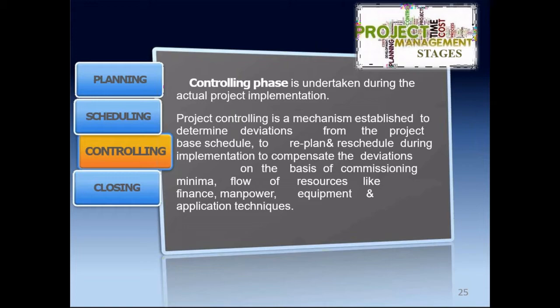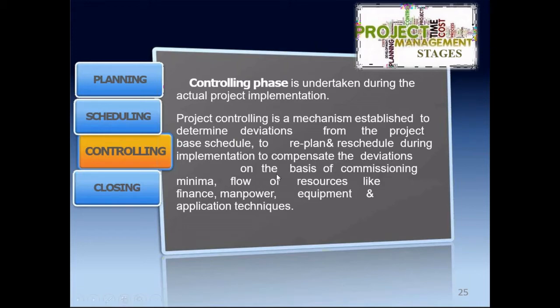What is the meaning of controlling? Project controlling is a mechanism established to determine deviation from the project baseline schedule. Whatever schedule we made during planning and scheduling, if the project is deviating or taking a larger time, then that is identified in controlling. And also to replan and reschedule during implementation to compensate for the deviation. If we identify that the project is taking larger time, then we can replan and reschedule so that our project is completed on time and the cost of the project is not hampered.